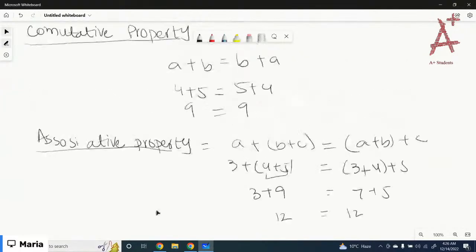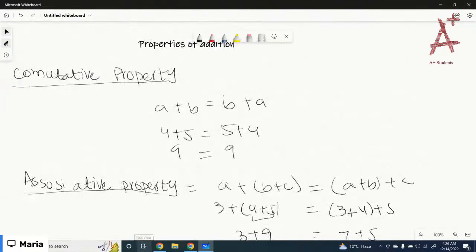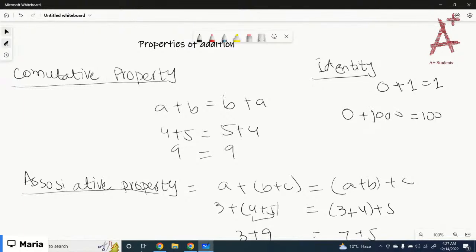You have two of the properties, commutative property and associative property. The third one is the identity. Identity is, you have a number 0, you add 0 to whatever number, and you have the same number as the answer. It doesn't matter what the number is, either 1 or 1000. When you add 0 to it, you have the number itself. So it is known as the identity. So you have three properties of addition: commutative property, associative property, and identity. Got it?